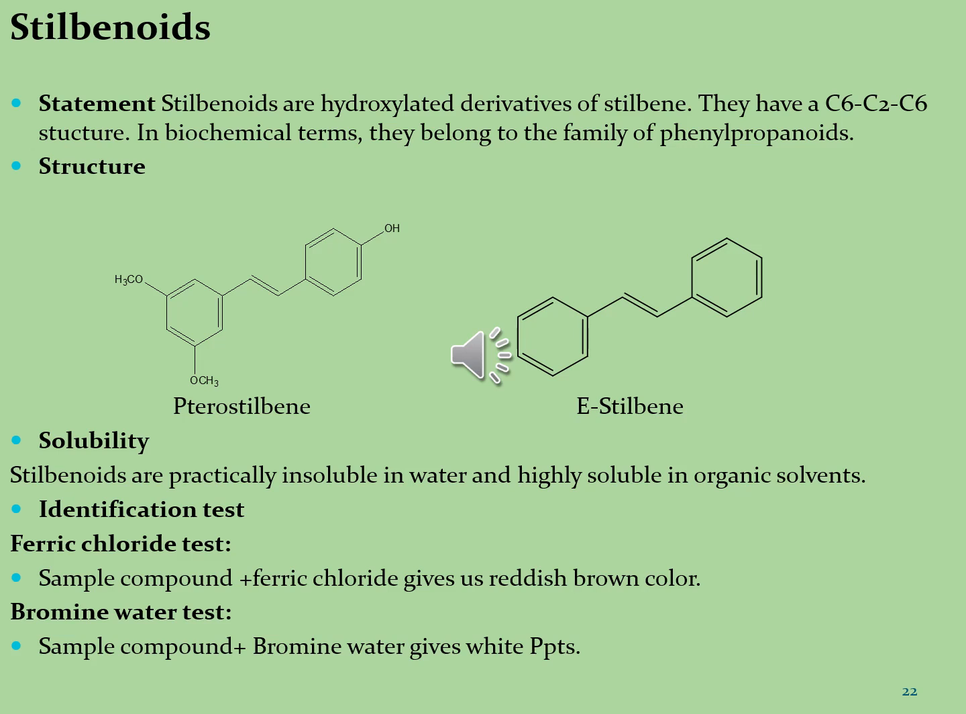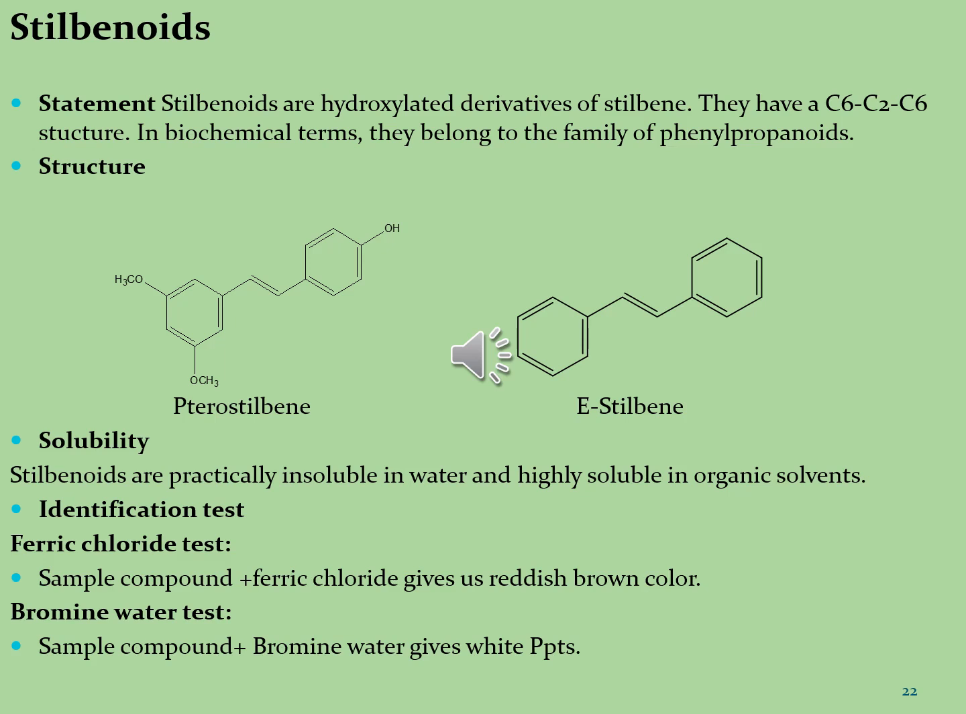Stilbenoids as phytoconstituents and natural products are insoluble in water. However, they are soluble in organic solvents that include methanol, ethanol, butanol, ethyl acetate, and chloroform. Now we see some important identification tests that confirm the presence of stilbenoid molecules. The first test is the ferric chloride test. We take a sample and add ferric chloride solution, which gives a reddish brown color, indicating the presence of stilbenoids.